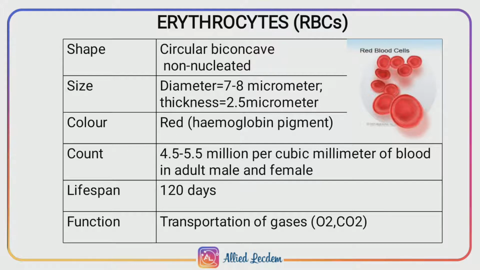The RBCs are formed by the bone marrow and have an average lifespan of around 4 months, that is 120 days. The main function of the RBCs is transportation of gases, that is oxygen and carbon dioxide. Hb, that is hemoglobin, plays an important role in buffering action in blood.